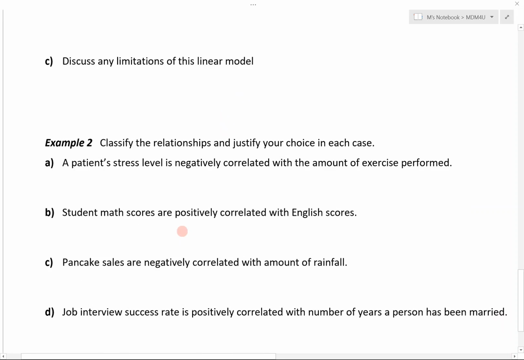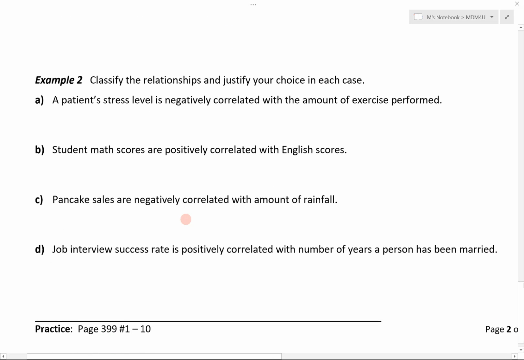Okay, so example number 2, classify the relationships and justify your choice in each case. So the patient's stress level is negatively correlated with the amount of exercise performed. So I'm going to say here this is a cause and effect. The reason is that there have been scientific studies that have proven that exercise helps reduce stress. So if it's negatively correlated, it means your graph would look like this. So your stress level is going down as you increase the exercise.